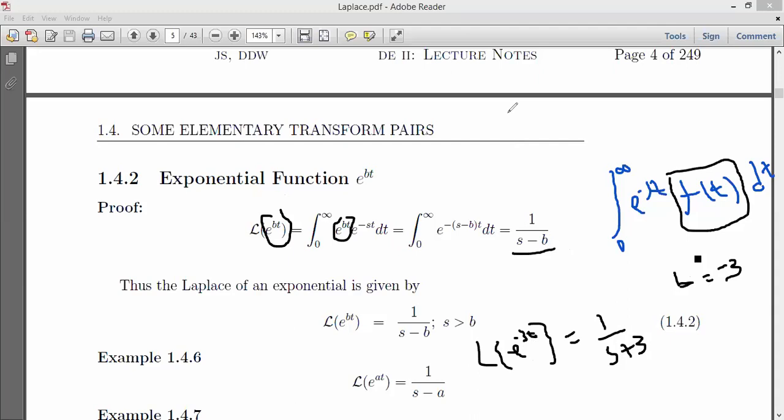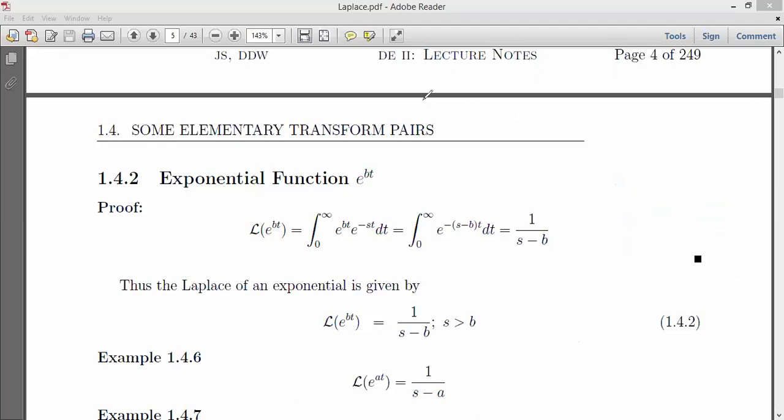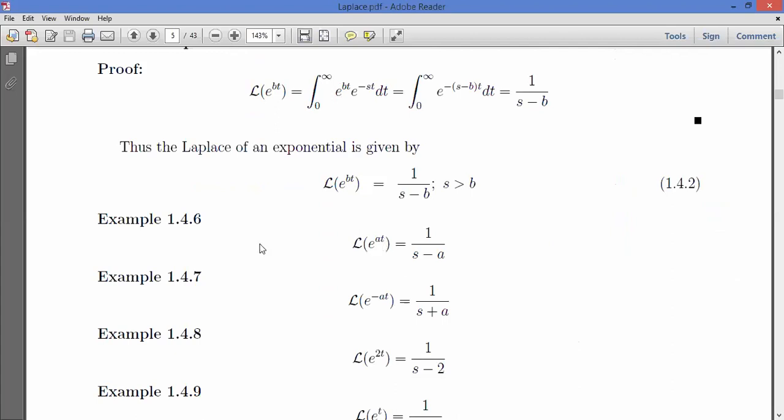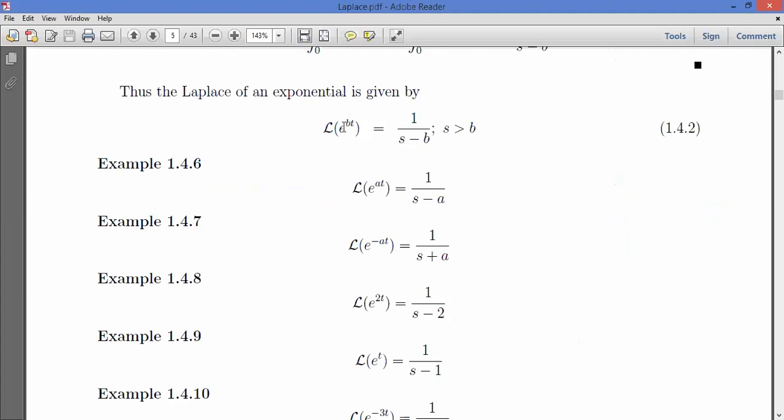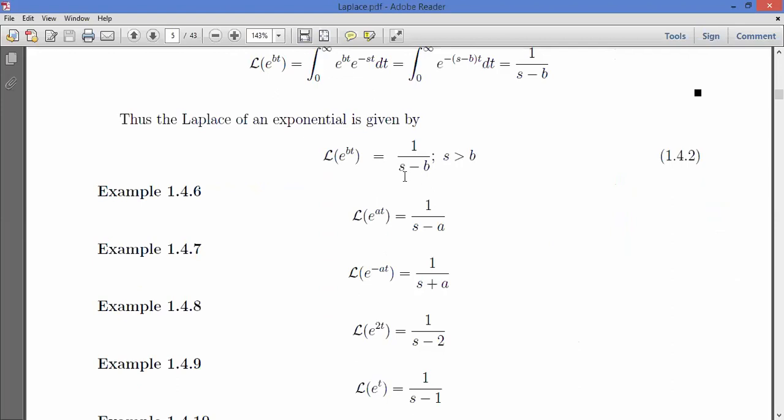And then we went further. If you go ahead in terms of other functions, it's the same story. You can go and do all of these. You have your f of t is e to the power bt, and of course here when we say s greater than b, it's to make sure that the solution we have is actually defined, and that's why we insist on that.